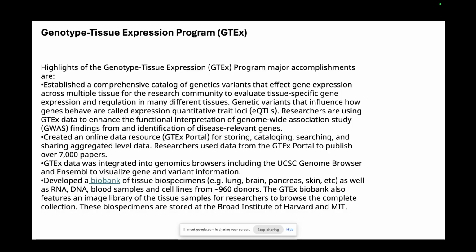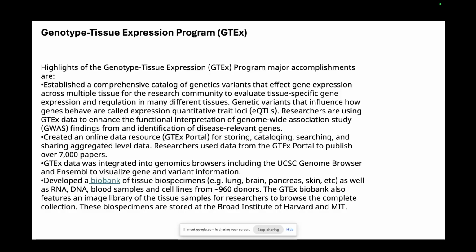So genetic variants that influence how genes behave are called expression quantitative trait loci. So this is a very important term. What we look for is basically, once we have found the variants in the gene, we want to know if these variants actually contribute to a change in gene expression in the cell, or is it just present without any implications, right?